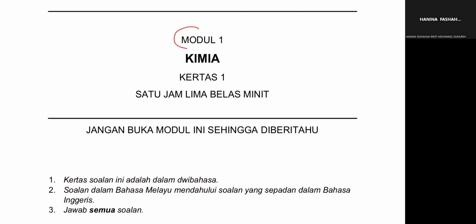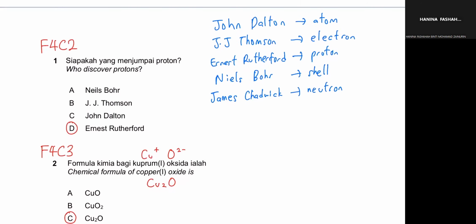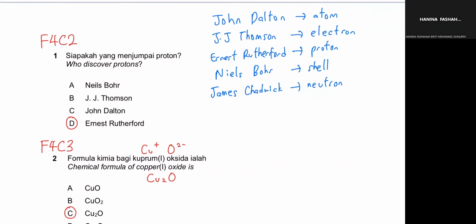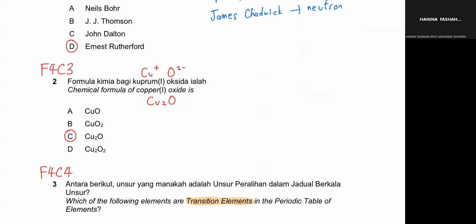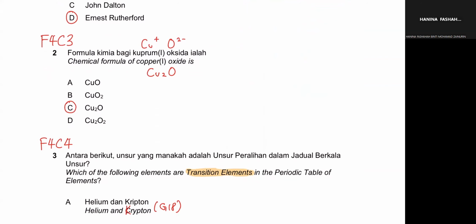Here written module one lah. So number one is D. This one related to who discovered proton lah. This is a list for who produces who. I mean, which scientist discovered which, is it atom or electron? Question two is C. Sorry, just a chemical formula.